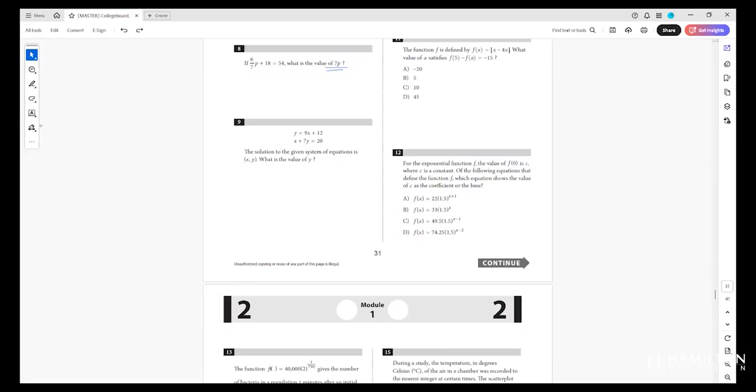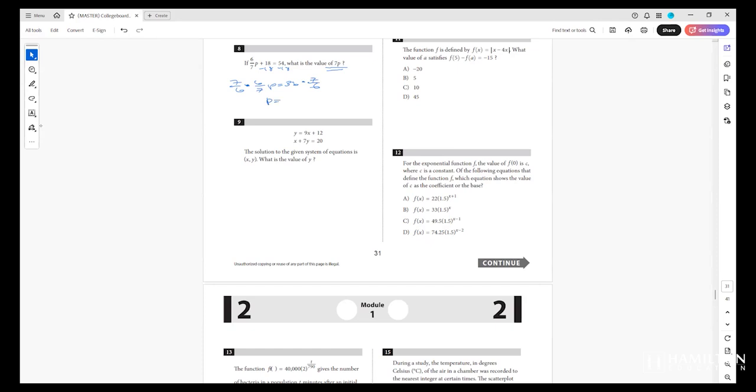Question number 8. If 6/7 of p plus 18 is equal to 54, what's the value of 7p? Well, we can just use the calculator on Desmos, but we can also do it pretty quickly by hand. So we subtract 18 from both sides, and that gives us 36. So 6 over 7p is equal to 36. Next, we want to get p by itself, so I'll multiply both sides by the reciprocal.